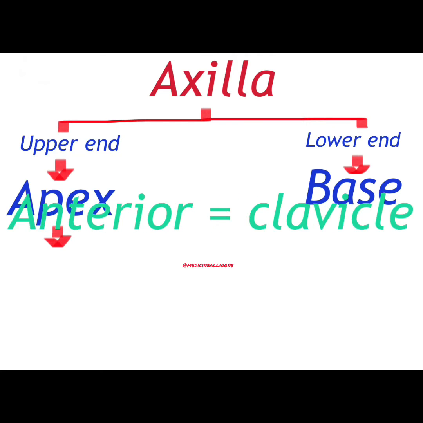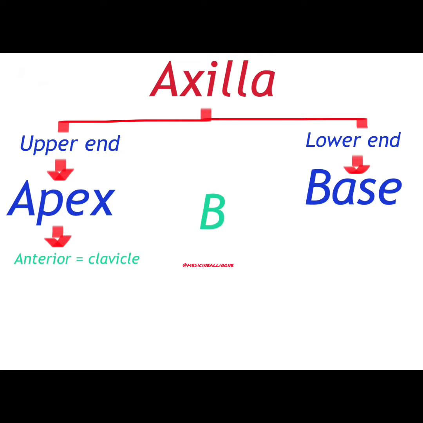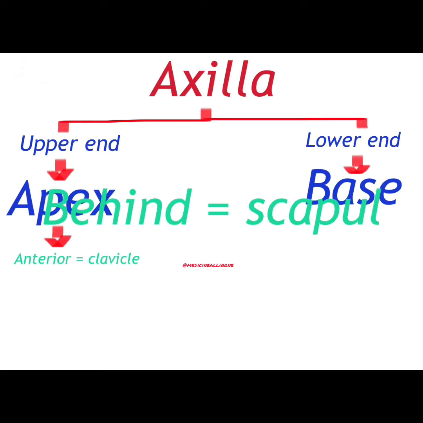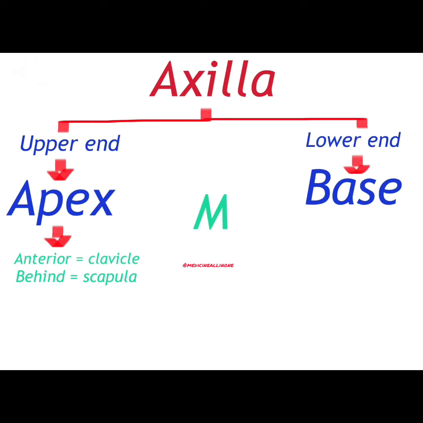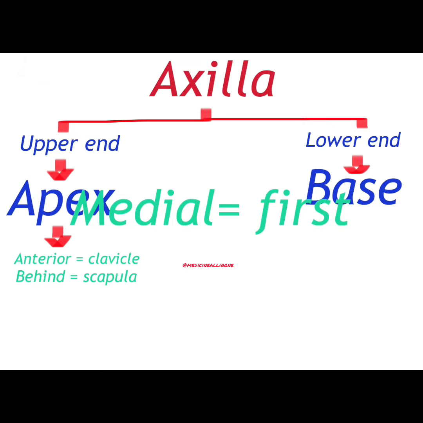The front of the apex is covered by the clavicle. The posterior side of the apex is covered by the upper border of the scapula, and on the medial side there is the outer border of the first rib.